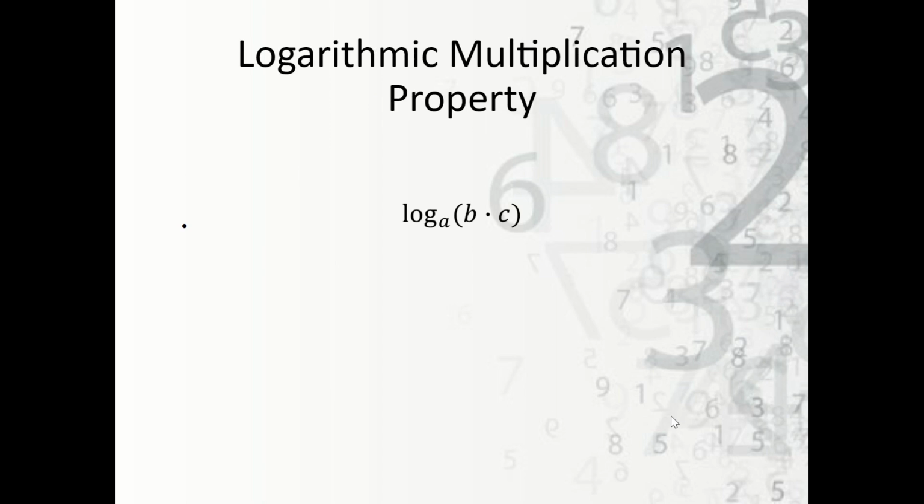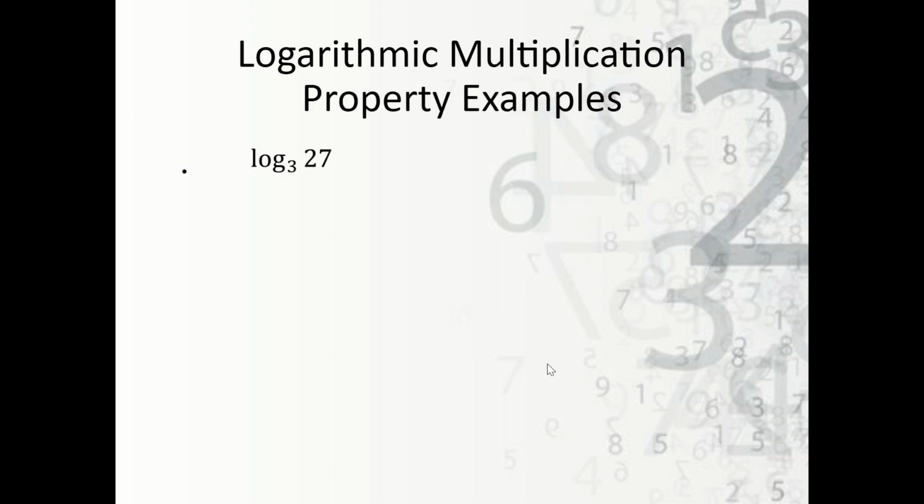Now, the logarithmic property of multiplication. So what this says is log base a of b times c. If we can break that up into multiplication, then we can rewrite it in a way that's a little easier to see. So we have log base a of b times c, and that's equal to log base a of b plus log base a of c. So we can rewrite that as addition. So what does this look like?